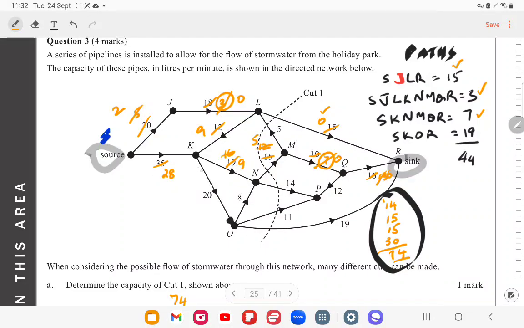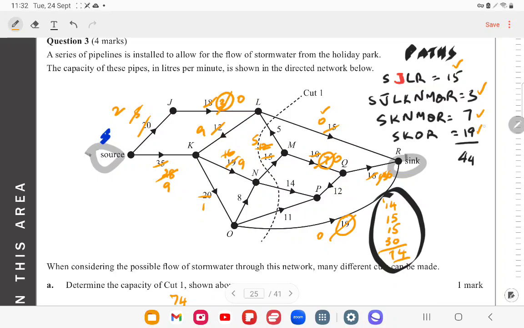Now we again try and find another path that could be taken by this flow, and the only one that we have left is, we can't go along this one simply because this is a reverse path, and therefore the only one that we can find is along SKOR. And if you look at all these values along that path, 19 is the smallest value, so we subtract 19 minus 19, 0, 20 minus 19, 1, and 28 minus 19, 9, and record 19.